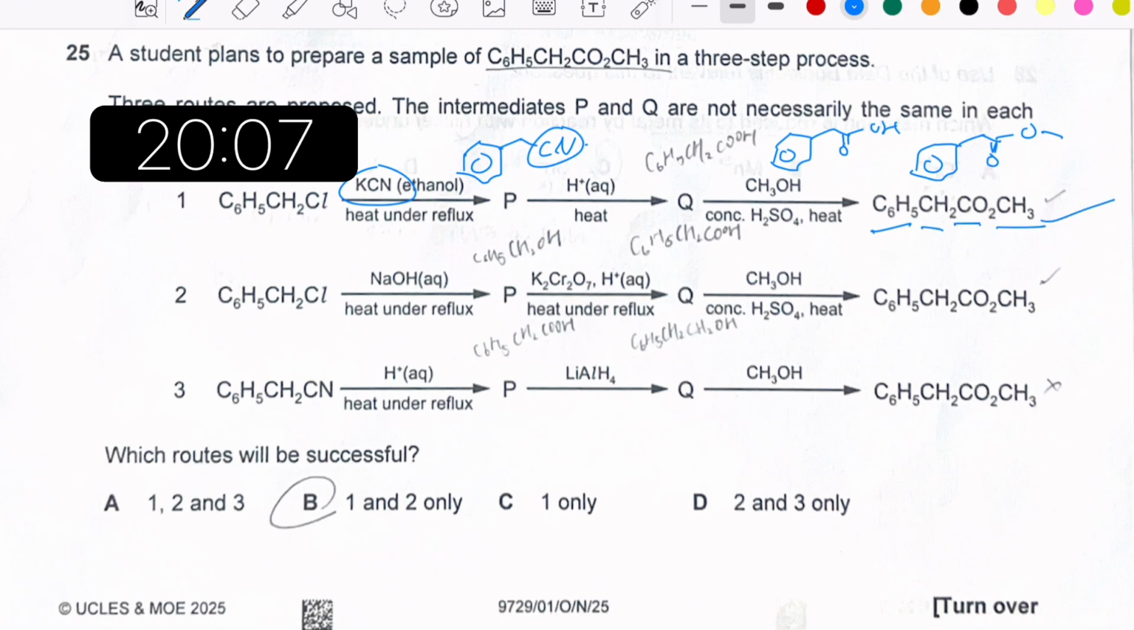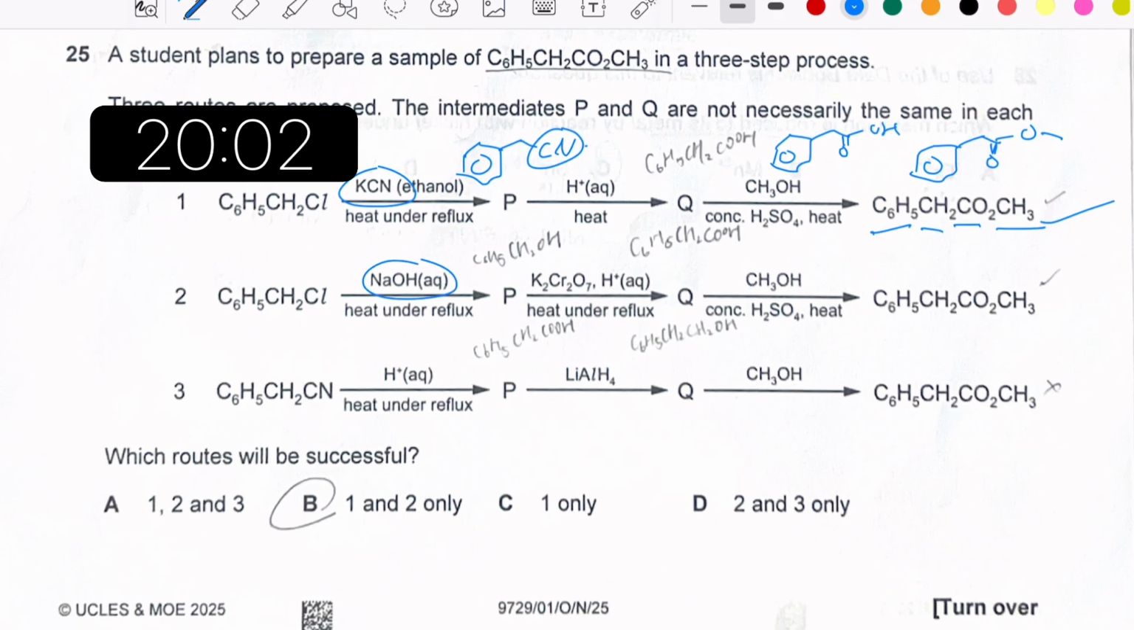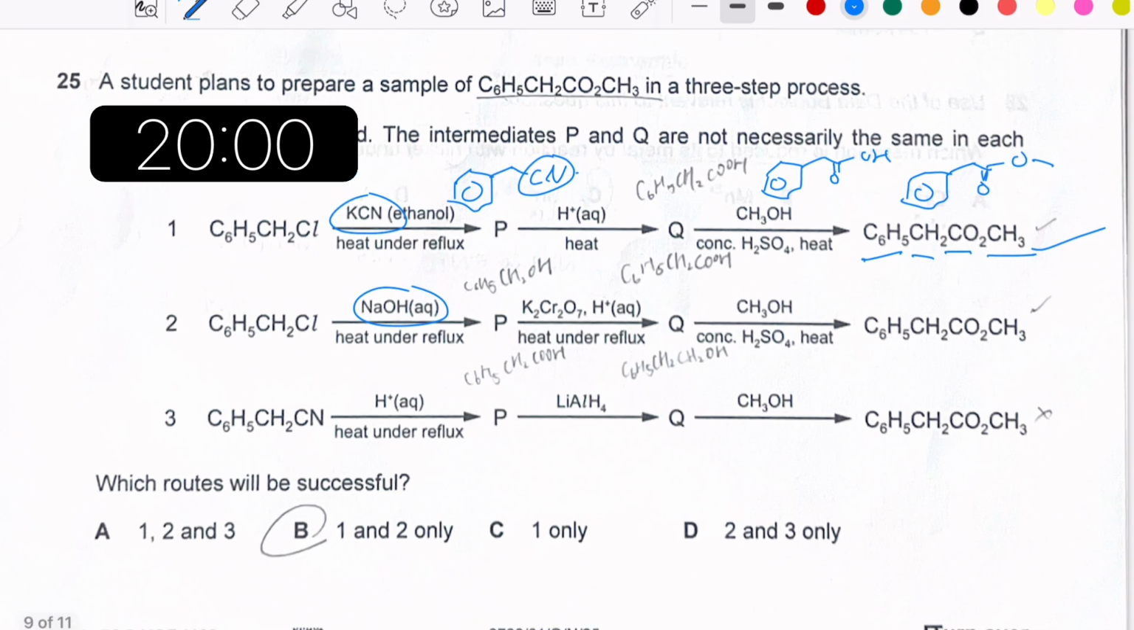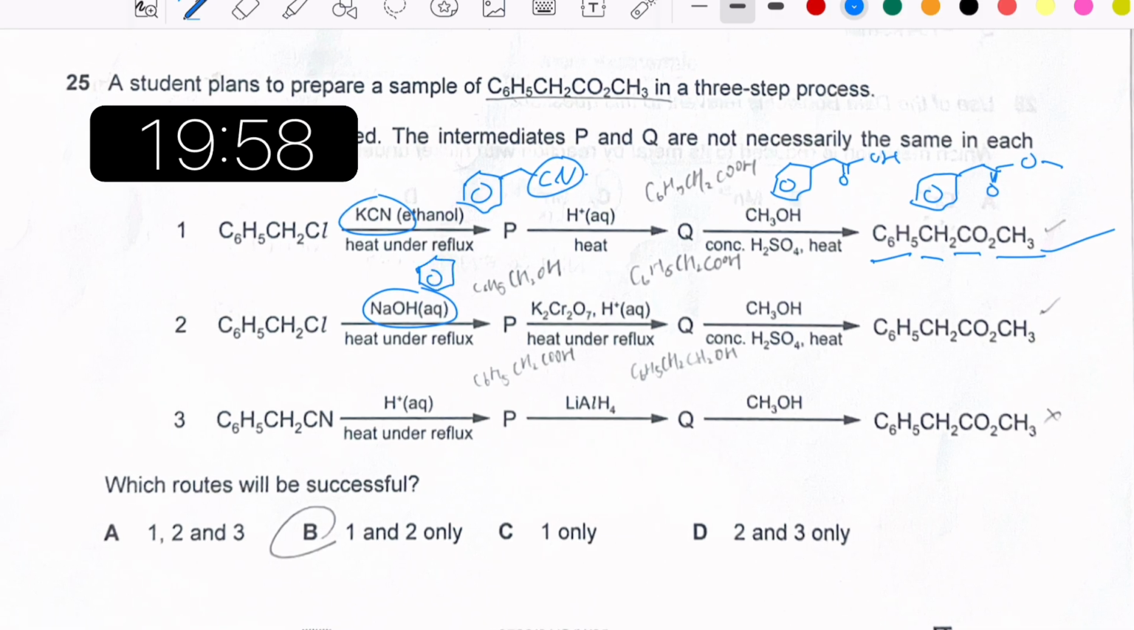Okay, let's look at 2. This is aqueous NaOH, so it does a nucleophilic substitution. Okay, so this will give you something like this, OH. And then K2Cr2O7 with H+, yeah, you oxidize it, so it just becomes a carboxylic acid. And then under CH3OH, you will get this supposedly at the end.